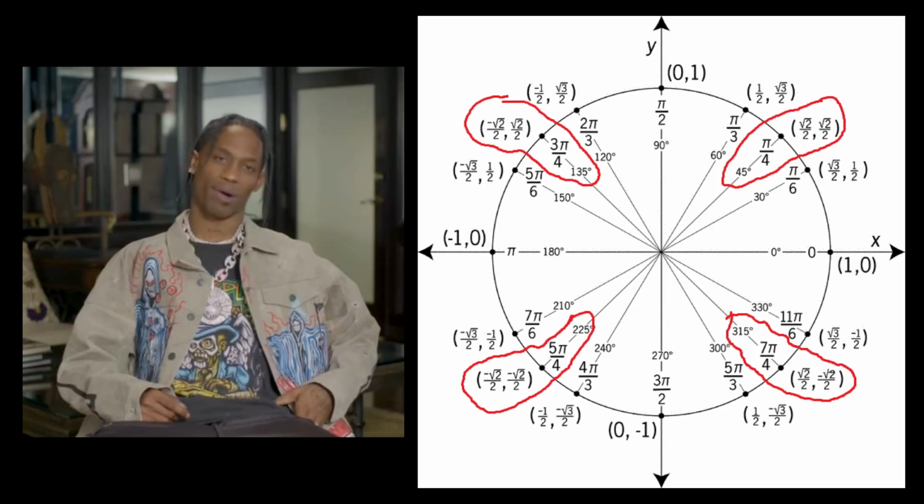Let's knock out the easiest one first. The increments of 45 degrees or pi over 4 radians. The coordinates are always root 2 over 2 and root 2 over 2. The sign then matches the quadrant of the coordinate plane that we are currently in.